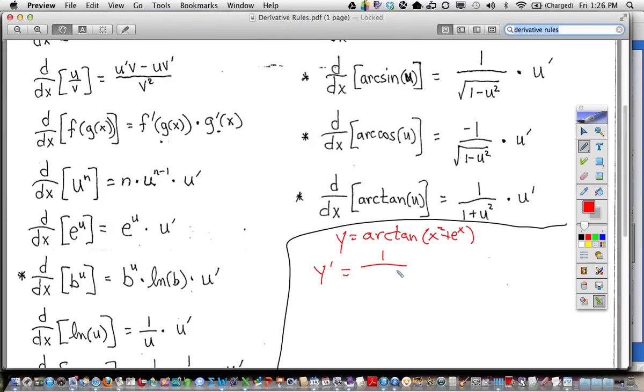1 over 1 plus x squared plus e to the x, all squared, times 2x plus e to the x. That easy. And then that could go up on top, but otherwise there's really nothing, you don't need to FOIL that out or anything. There's really nothing to be gained there. Most of the time there's nothing to be gained there. That would go on top and you would just do it.